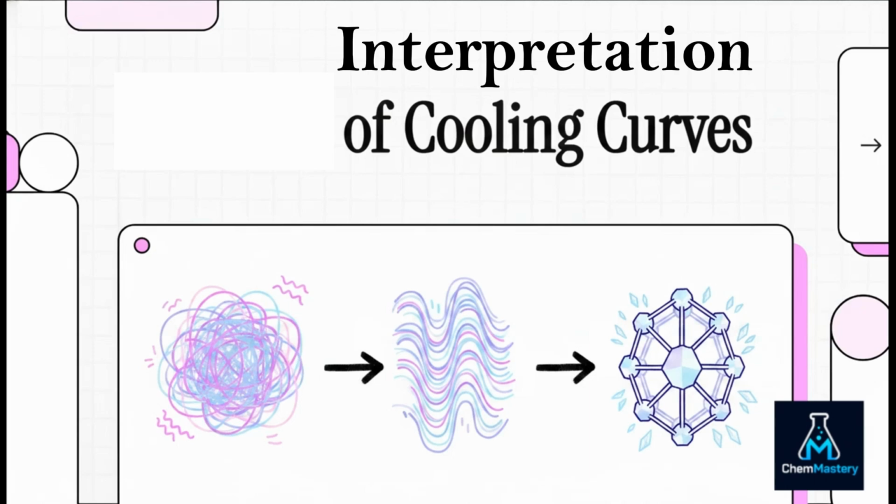Today, we're taking a pretty fascinating journey into the microscopic world. We're going to track exactly what happens to a substance as it loses heat, transforming all the way from a wildly energetic gas down to a rigid, frozen solid.